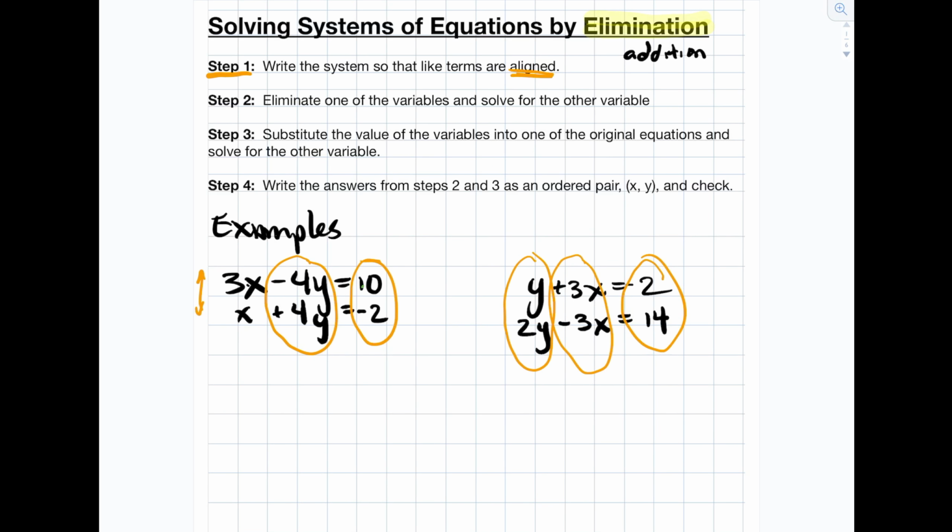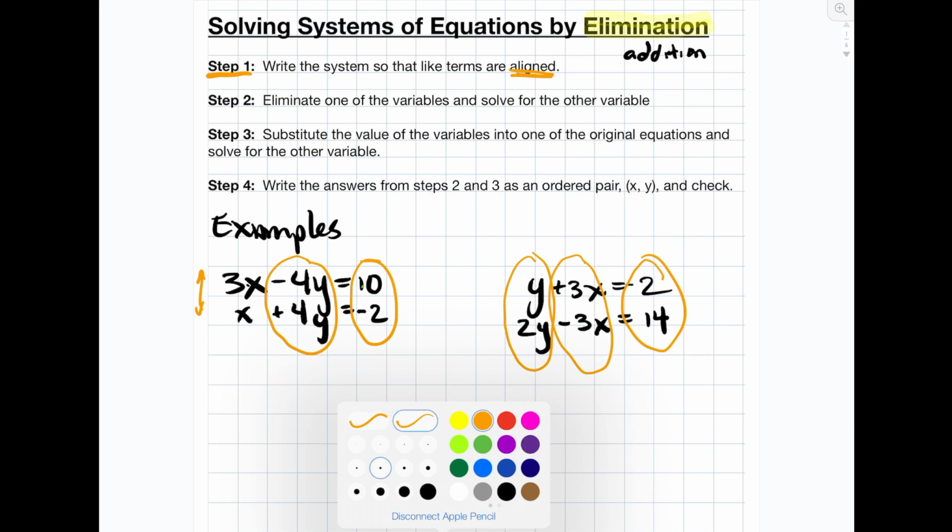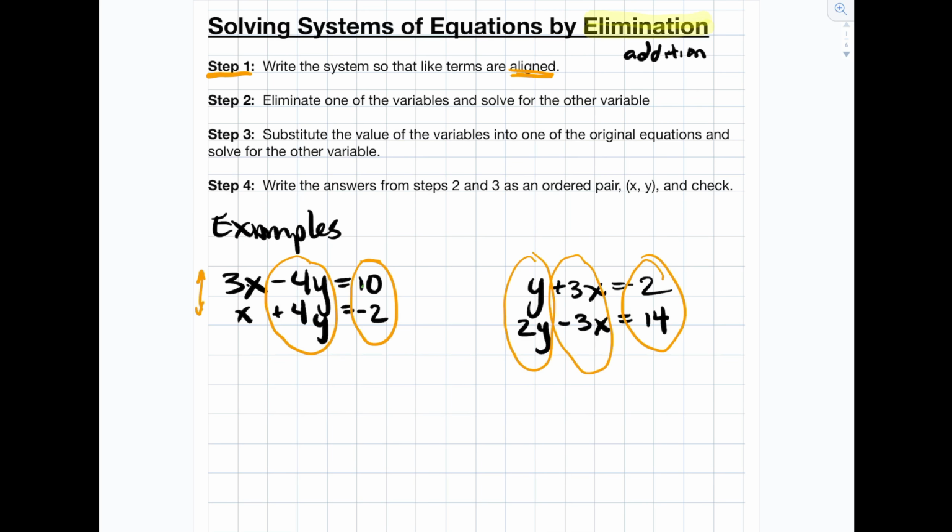Step number two, we have to eliminate one of the variables and solve for the other variable. If you remember, another name for the elimination method is the addition method, so we are going to use addition to eliminate. Add these two equations straight down. That's why these need to be aligned, because they're like terms. We're going to add straight down.